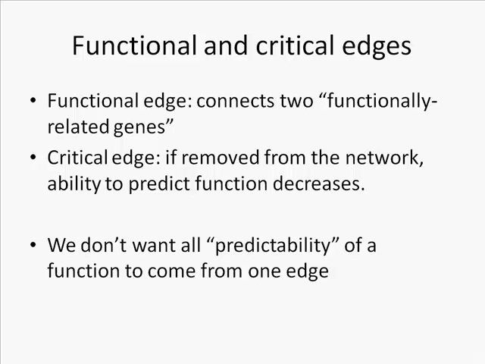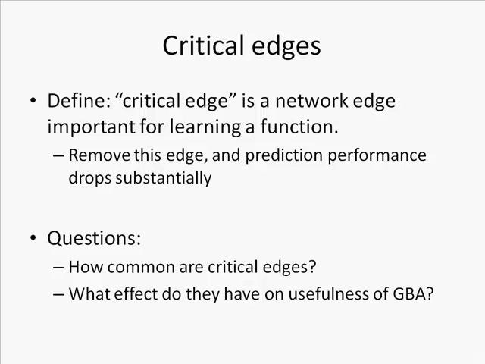The intuition for looking for these is that we don't want all the predictability of a function to come from one edge. Ideally, we would have lots of functional edges, and therefore none of them would really be critical for any given function. Hopefully this is making some sense. So here's the effect I already defined. The question is, how common are such critical edges?